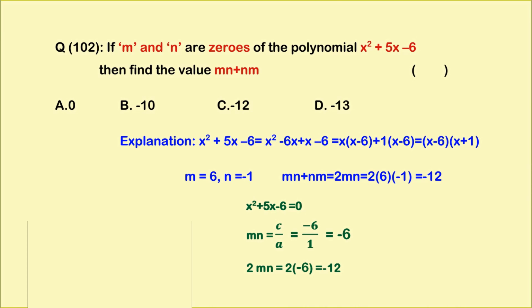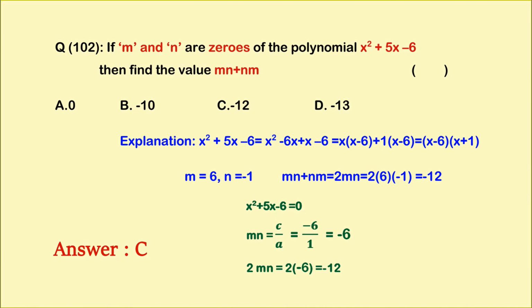So if you make x minus 6 is equal to 0, we'll get m is equal to 6. If you make x plus 1 is equal to 0, we'll get n as minus 1. So mn plus nm is nothing but 2mn. So 2 into 6 into minus 1, that is equal to minus 12. So the right answer is C.